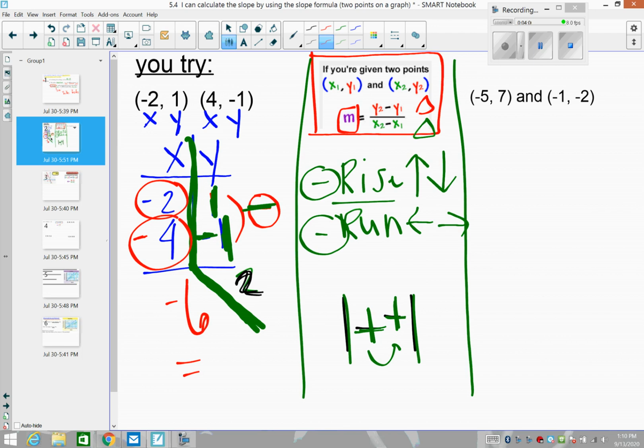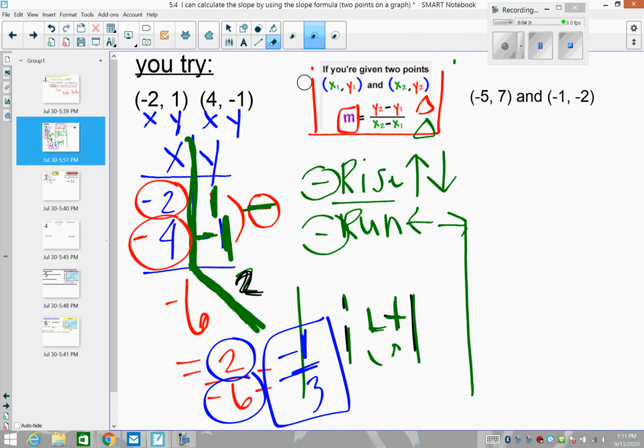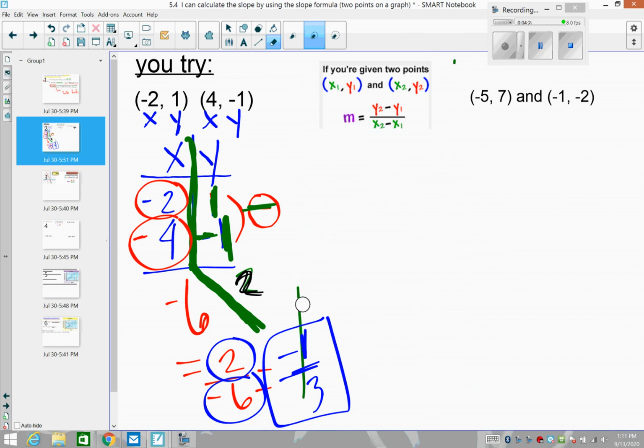So this reduces to 2 over -6, which is equal to, now in math, I like to have the negative on top. So we're going to divide the top by 2 and the bottom by 2. If we take half of the top, that's 1. We take half of the bottom, that's 3. So the slope of that line would be -1/3, using just the formula. Just the formula, still doing rise over run. But that's how we do it when we don't have a picture.